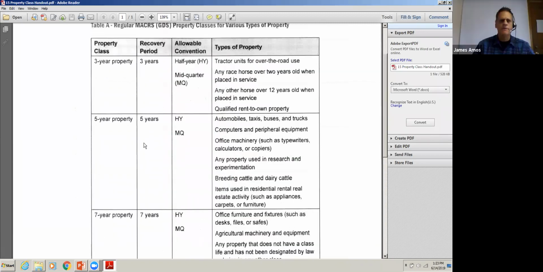So let's come back up here and take a look. The next column is what conventions can you use on that? Well, 3-year property can use half year or mid-quarter. Well, that makes sense. You use half year if you can. You use mid-quarter if you're required to. Somebody remind me when you're required to use mid-quarter, and just explain it the best you can.